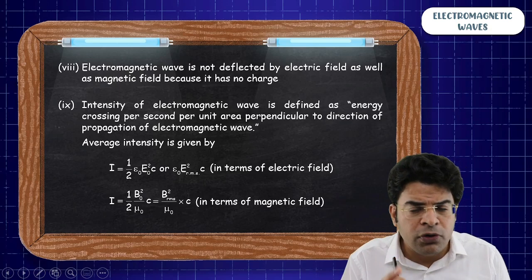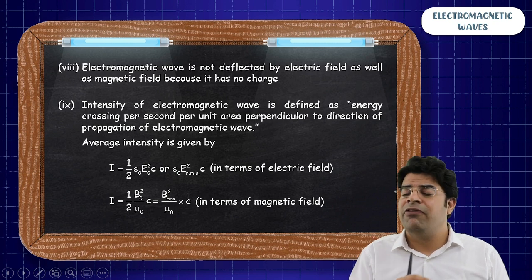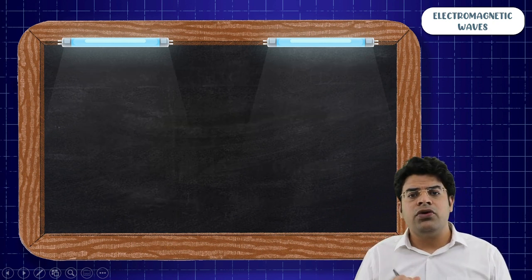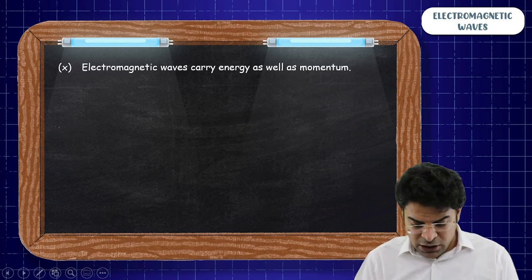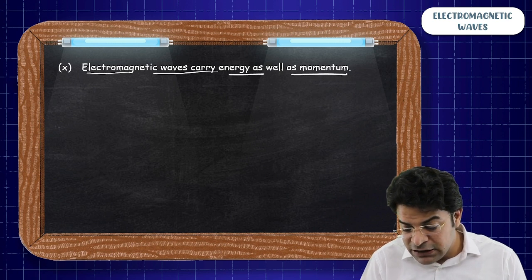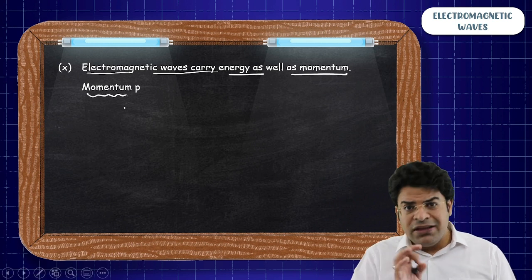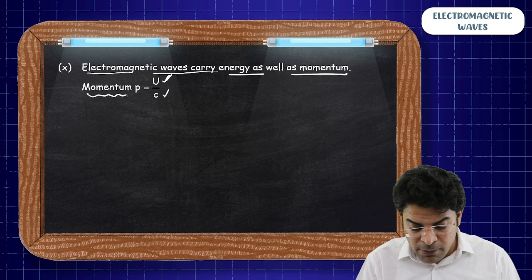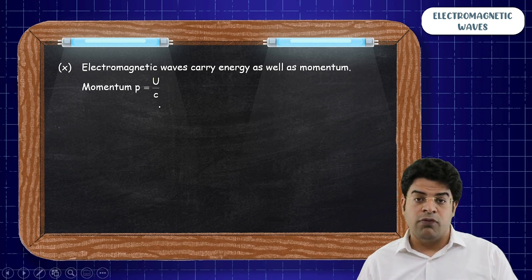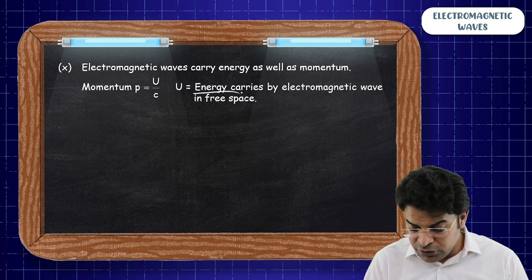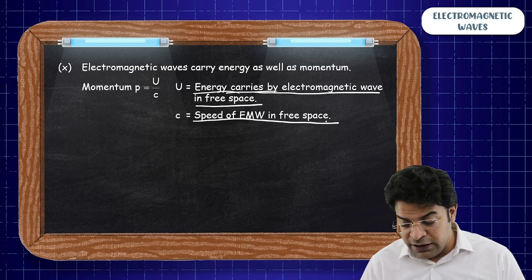Now I will talk about something about light which can't be explained using the wave nature, which can be explained very easily using the particle nature. We are going to talk about the momentum and the pressure exerted by light. So first, electromagnetic waves carry energy as well as momentum, and the momentum associated with the light is given by the energy upon the speed of light. So the momentum associated is nothing but energy upon the speed of light. So here remember that U is the energy carried by the EM wave in free space and C is the speed of EM wave in free space.